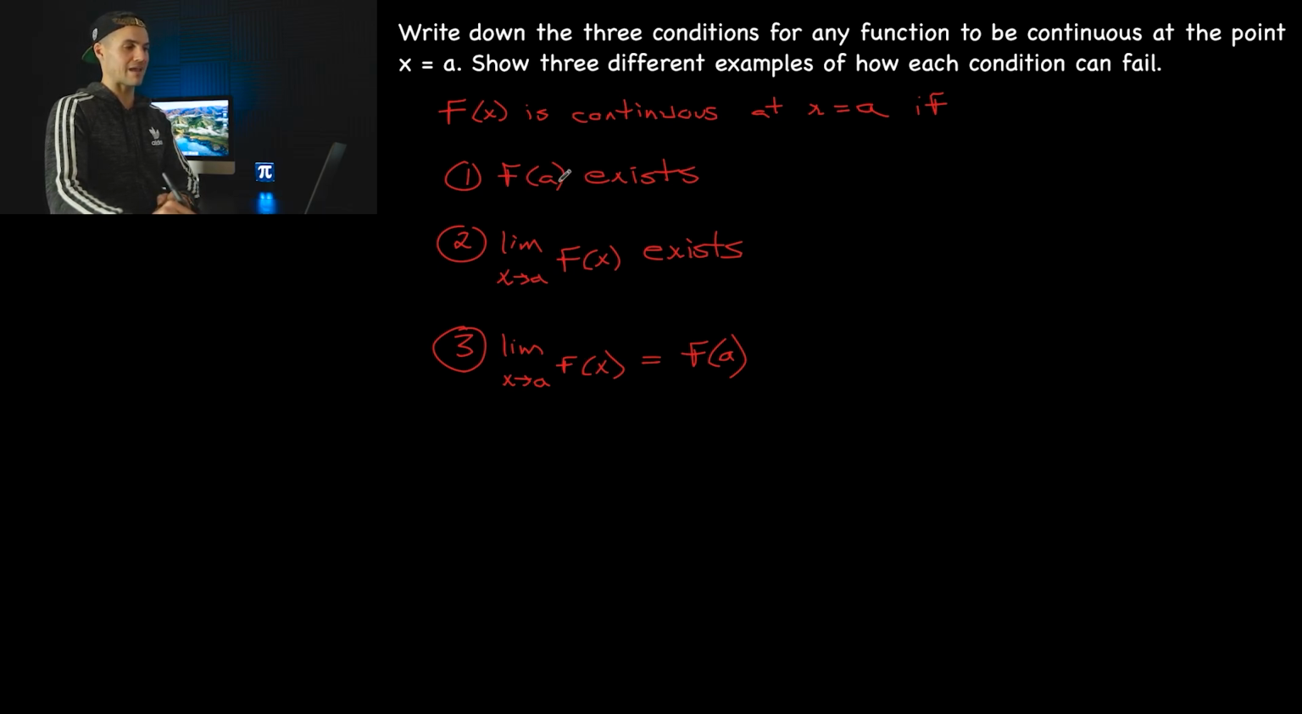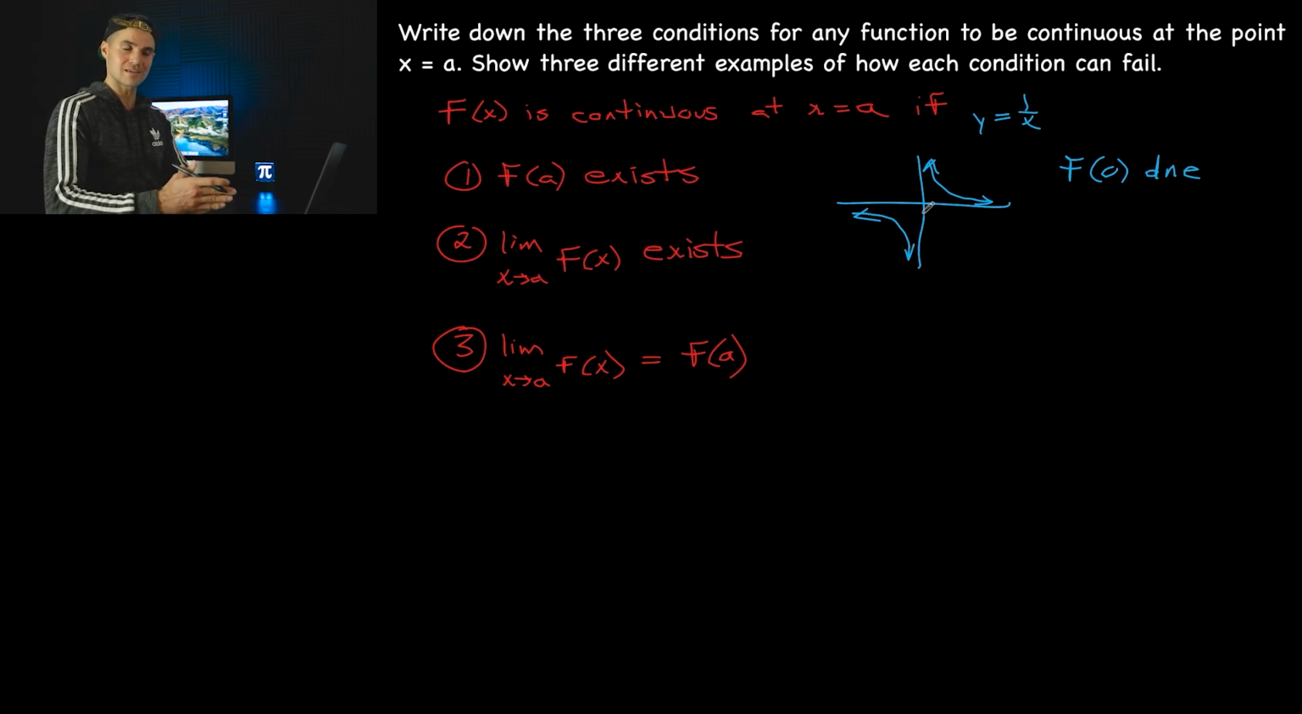So how can f of a not exist? Well, a couple of different ways, right? You could have a vertical asymptote, for example. So if you think about just even y equals 1 over x, it is a simple one, right? So if we draw that graph, notice here at that x value of 0, there's an infinite discontinuity, and the condition that fails is f of a does not exist, right? Here, f of 0 does not exist, or it's undefined on this function 1 over x. So at that x value of 0, there is a discontinuity. So that's an example right there.